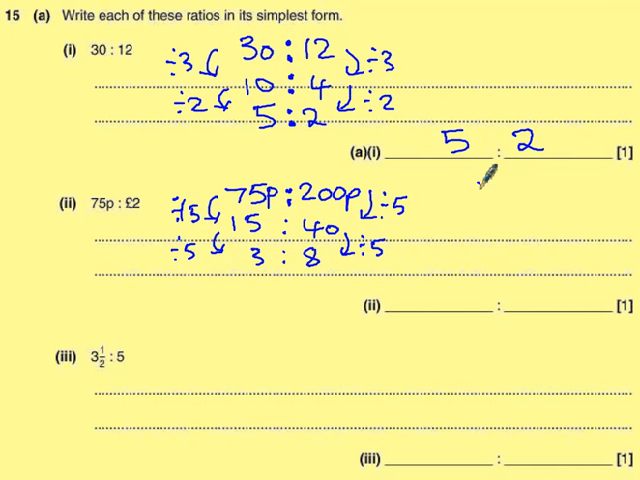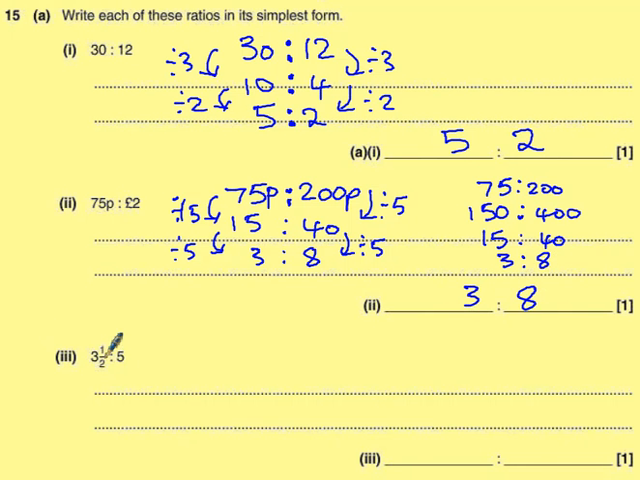The other way I can simplify 75 to 200 is I can actually double it first to 150 to 400, and then I can come down to 15 to 40 by dividing both by 10, and then divide by 5 to give me 3 to 8.